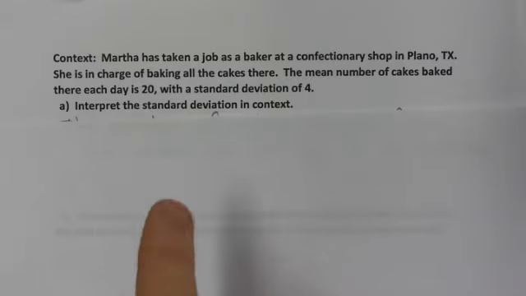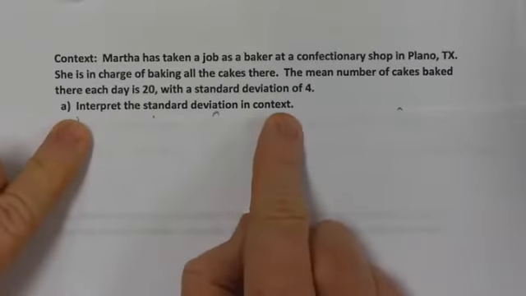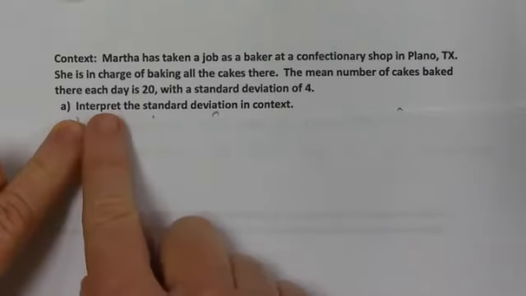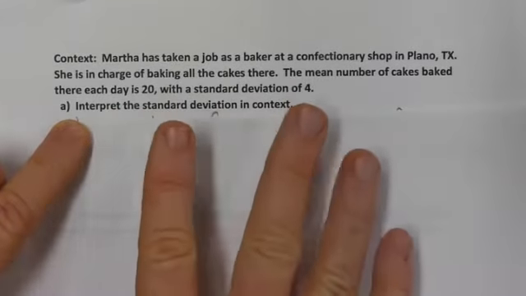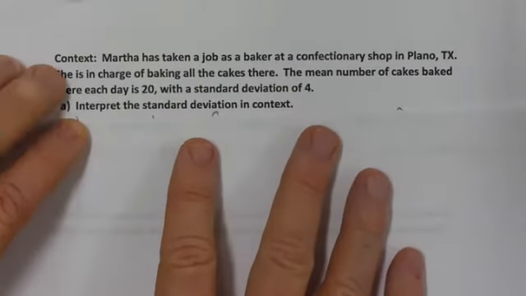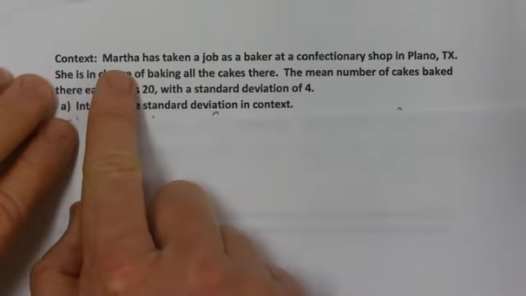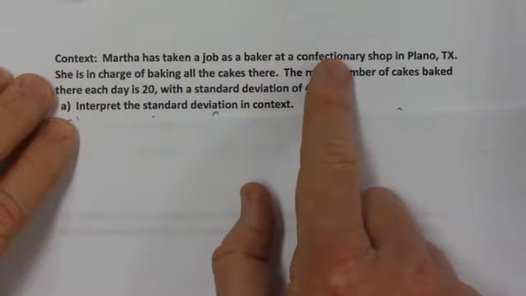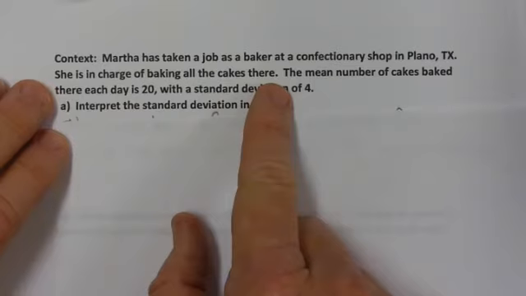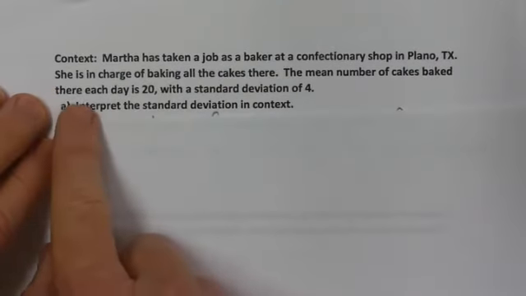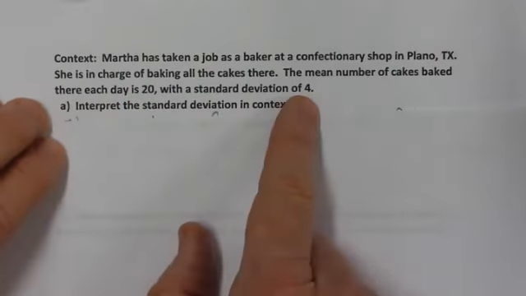This is what's really important you're able to do: to interpret the standard deviation in context, to be able to say that it is the average amount the points vary from the middle. So in this particular problem, it says that Martha has taken a job as a baker at a confectionery shop in Plano, Texas. She's in charge of baking all the cakes there. The mean number of cakes baked there each day is 20, with a standard deviation of 4.